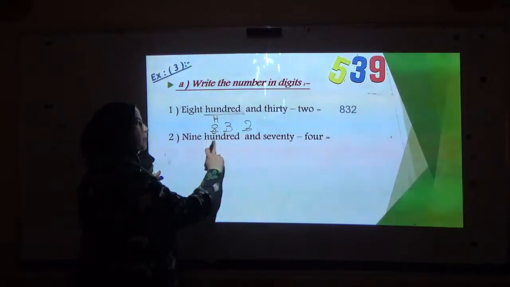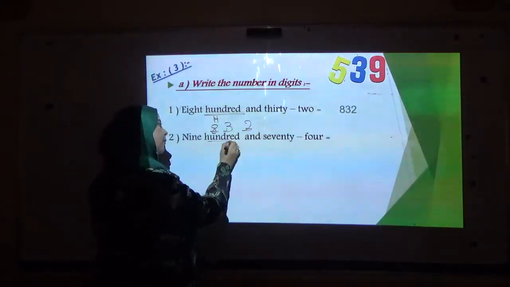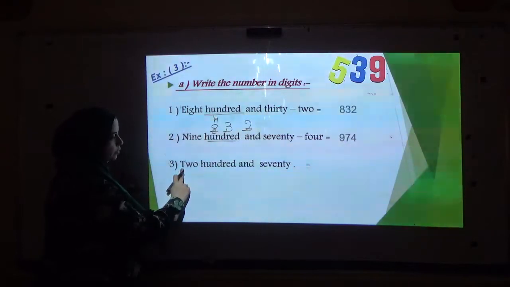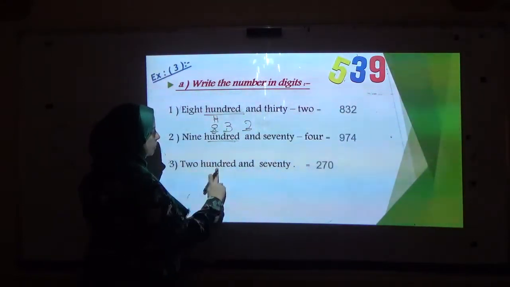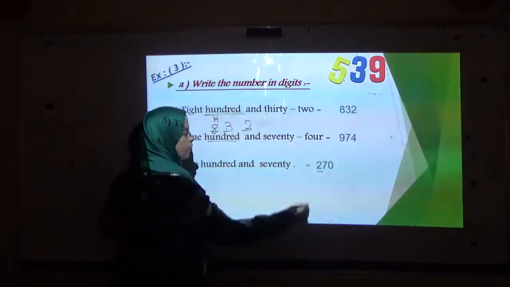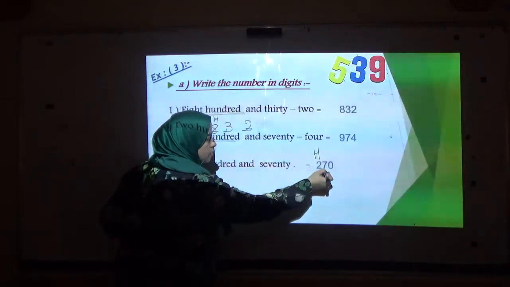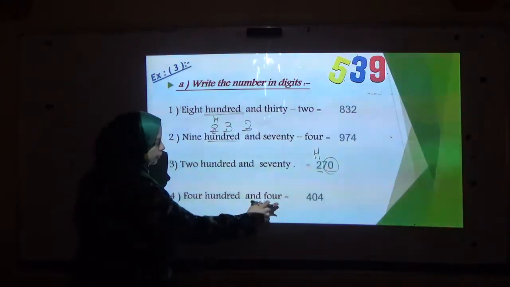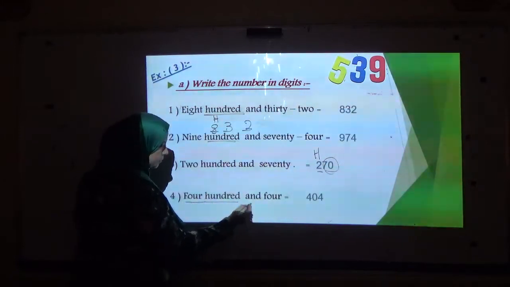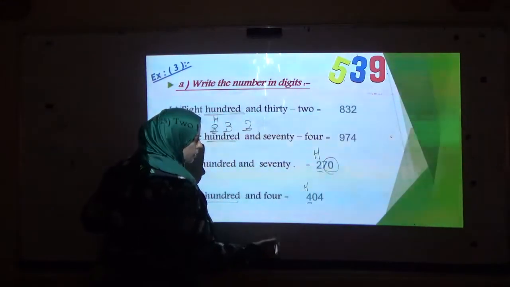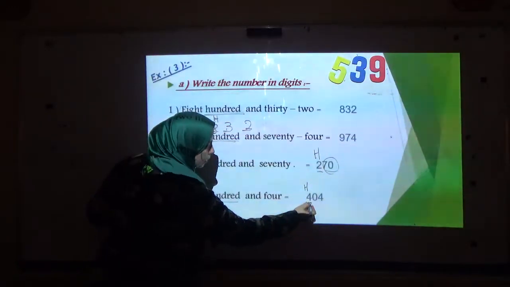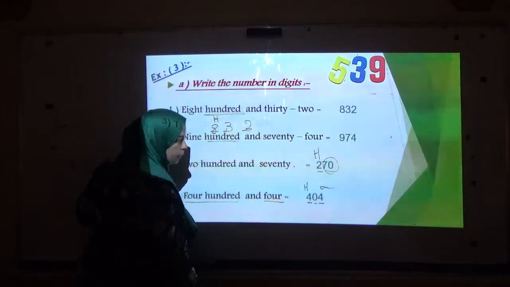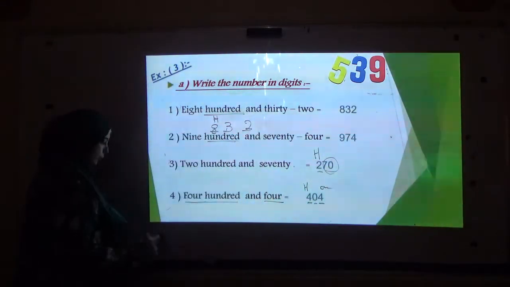Number 2, 974. Also, I have here hundreds. Number 3, 270. 2 hundreds, and 70. Next, 404. 400, and 4 ones. I don't have tens, so put 0. 404. Next.